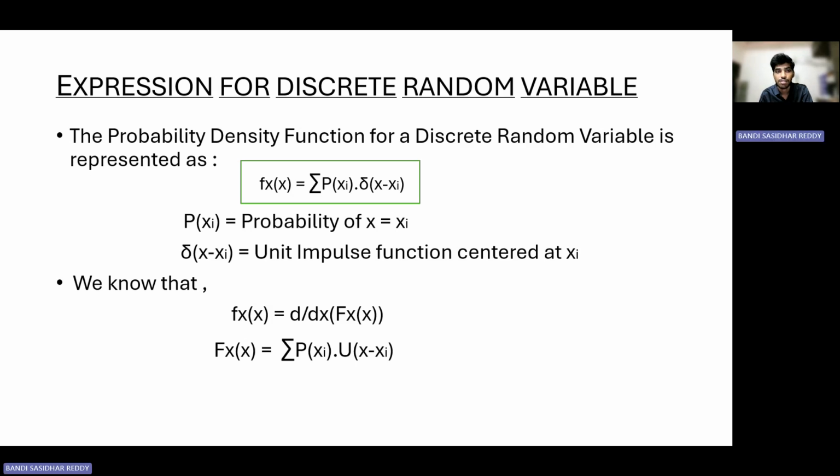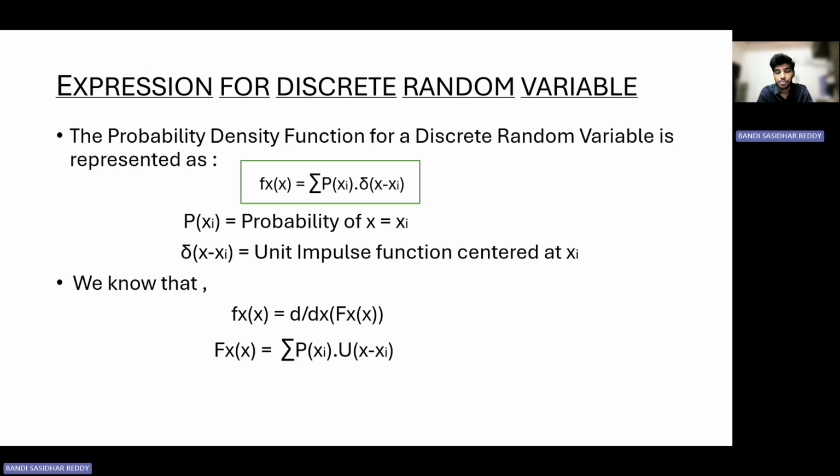Expression for discrete random variable. The probability density function for a discrete random variable is represented as fX of x equals the summation of p of xi into delta of x minus xi, over i equals 1 to capital N, where p of xi equals the probability of random variable X at xi, and delta of x minus xi equals the unit impulse function centered at xi.